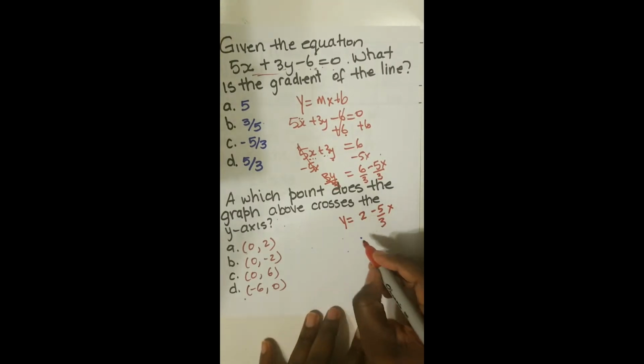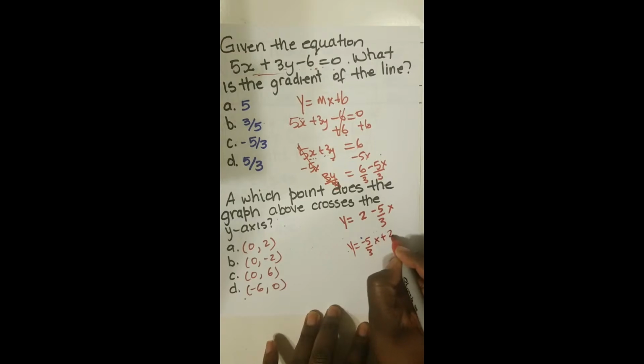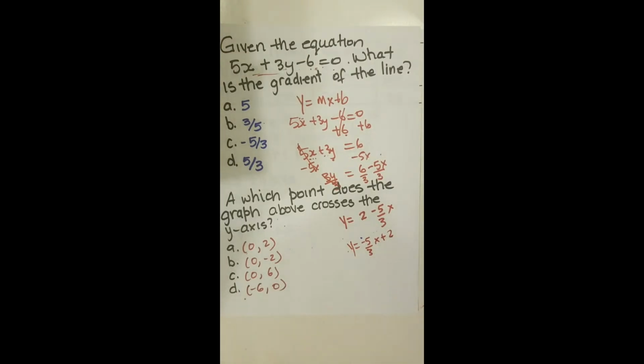And this can be written as y equals negative 5 over 3x plus 2. So it doesn't matter where you see the term, could it be here or in the front? It doesn't matter. Once you see the x beside it, you know the number in front will be the gradient. The number in front can be a positive number or a negative number. Look to see the sign that is in front of it.